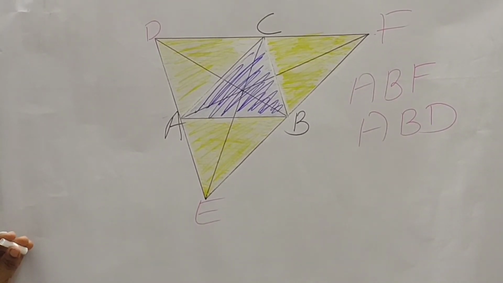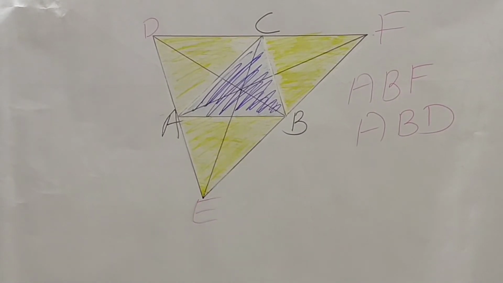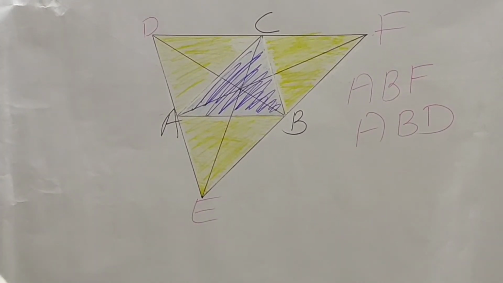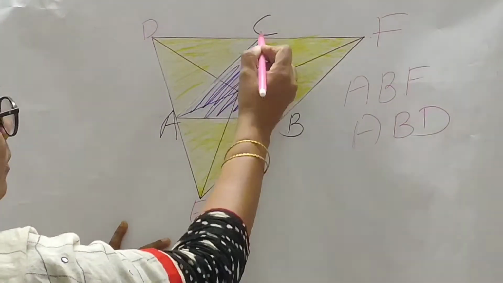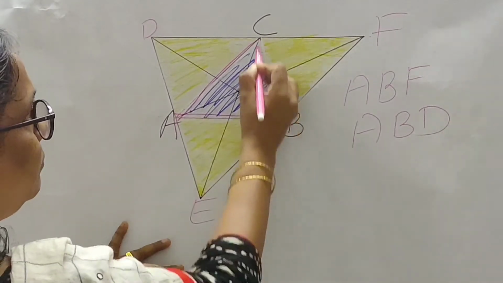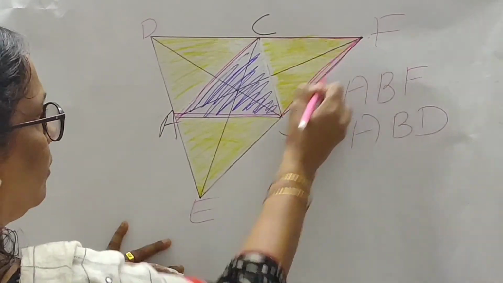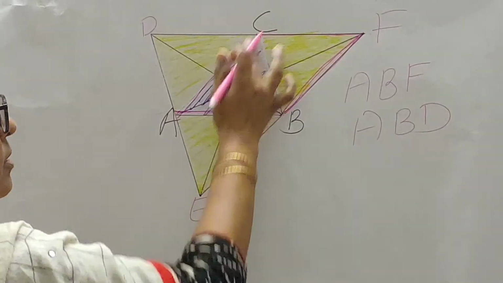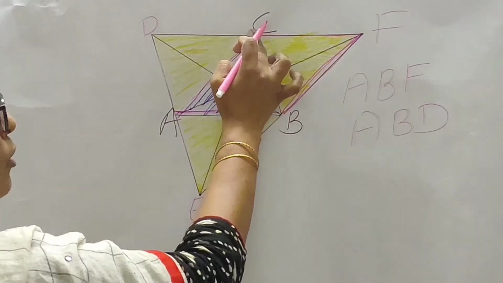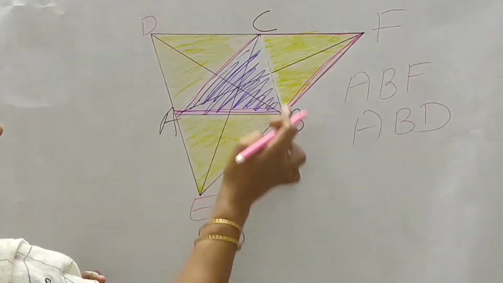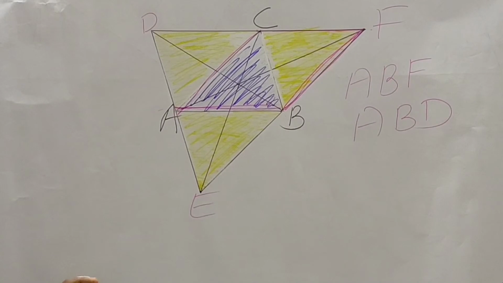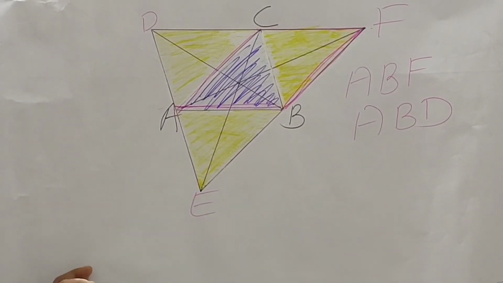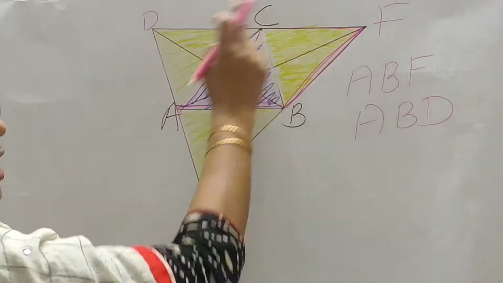And one more question is, how many triangles have the same measures? How do you get it? Same measures means, see, consider this figure. Here AB is parallel to CF and AC is parallel to BF. So what do we call this figure, if opposite sides are parallel? Yes, it is a parallelogram. Now this is a parallelogram.